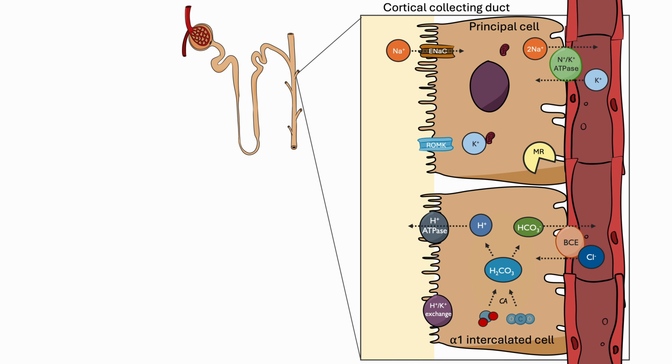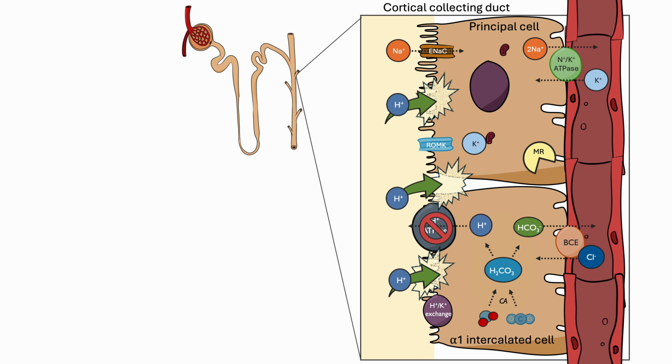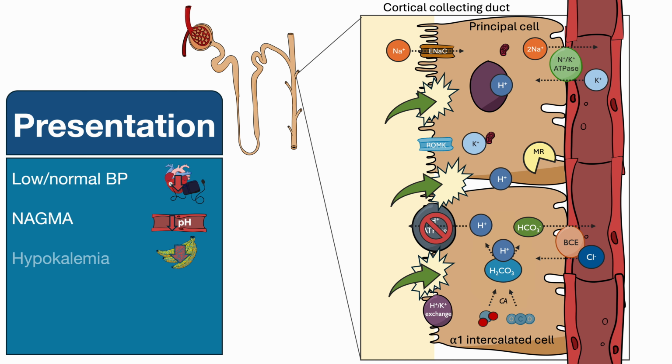The two types of classic distal RTAs are 1. A defect in hydrogen secretion by the hydrogen ATPase pump, and 2. A leaky apical membrane. These patients classically present with low normal blood pressure, non-anion gap metabolic acidosis, hypokalemia, urinary pH greater than 5.5, and calcium phosphate nephrocalcinosis and nephrolithiasis, like kidney stones.